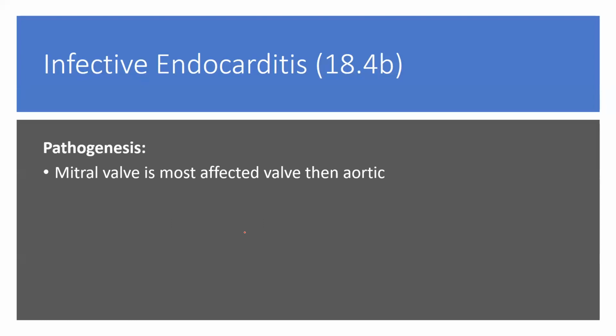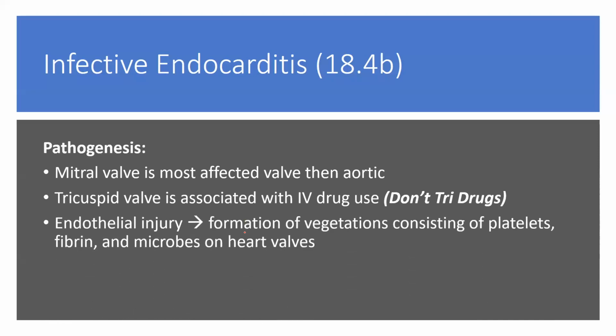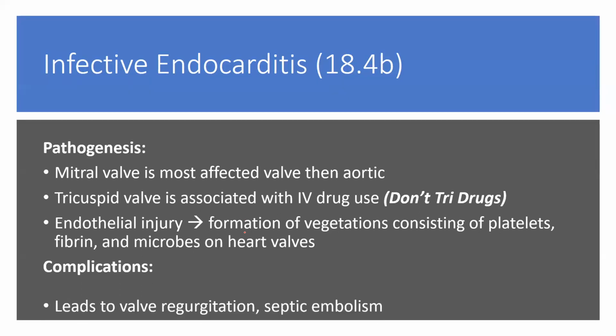Mitral valve is the most commonly affected, more than aortic. Tricuspid is more associated with IV drug use. Don't try drugs. And endothelial injury is the formation of vegetations essentially consisting of platelets, fibrin, microbes, etc. This clump of stuff on heart valves, that is your pathogenesis of the endothelial injury in infective endocarditis.